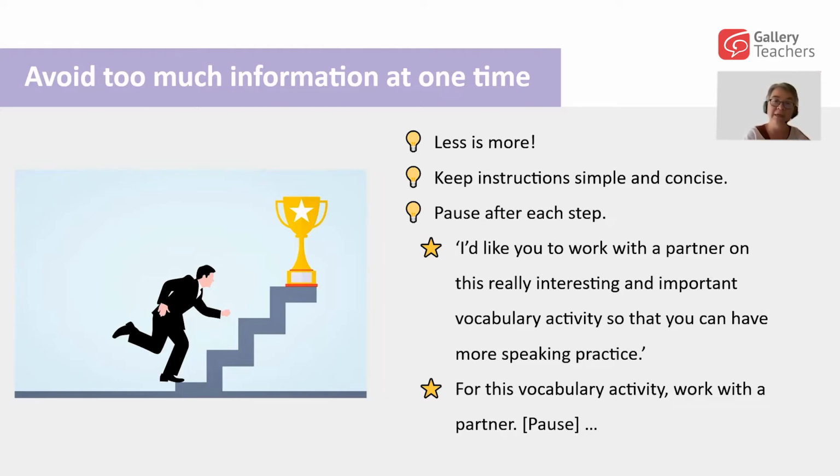If we look at the second version, the teacher says, for this vocabulary activity, work with a partner. The teacher pauses before moving on to the next piece of information. So that's the first step. Work with a partner. Then perhaps the teacher gives out the handout or the teacher says what they have to do next.